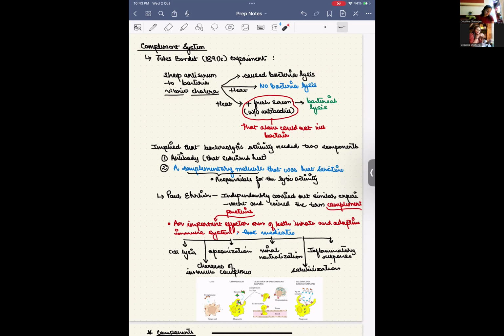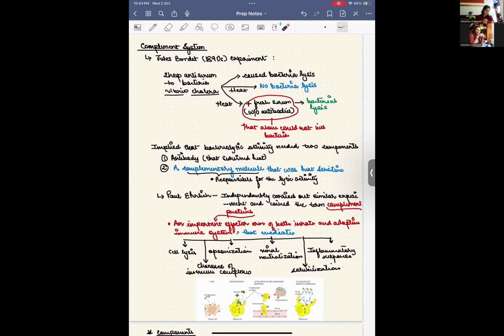And if we heat up that serum, the bacterial lysis was not happening. So people thought that, okay, it might be that the antibody is getting denatured, because antibodies are glycoproteins, right? Immunoglobulins, so not glycoproteins, immunoglobulins. It might be that the immunoglobulin structure, the folds and all, are getting compromised, and there is no bacterial lysis happening.